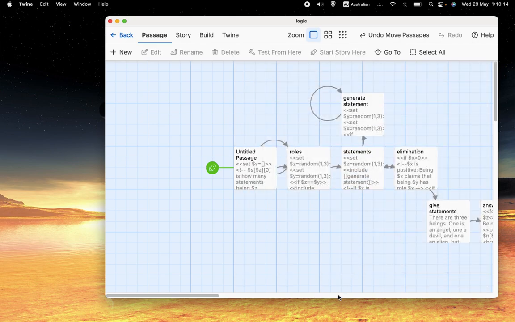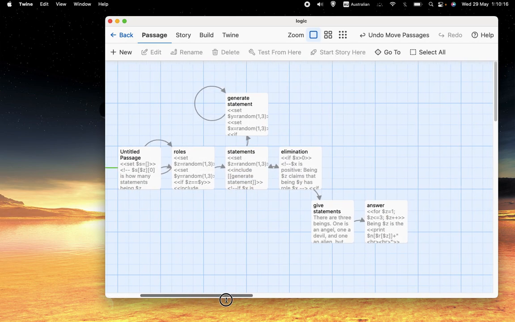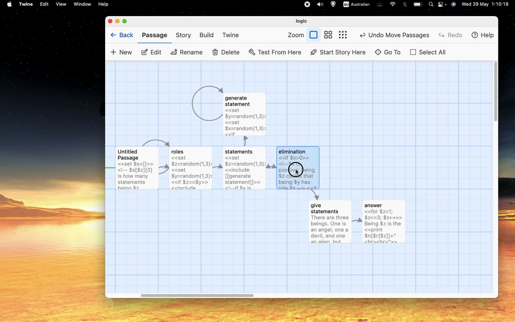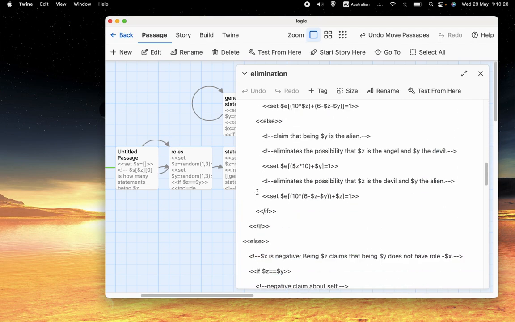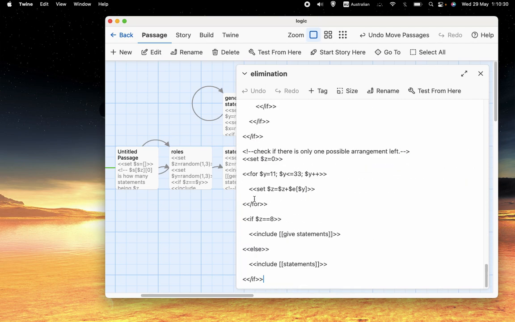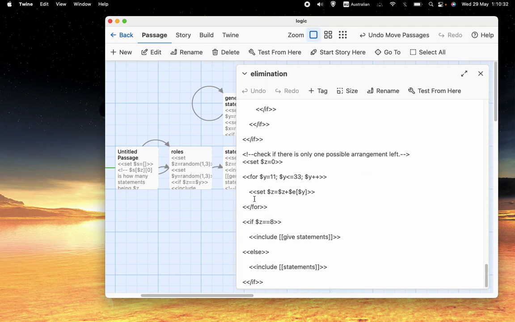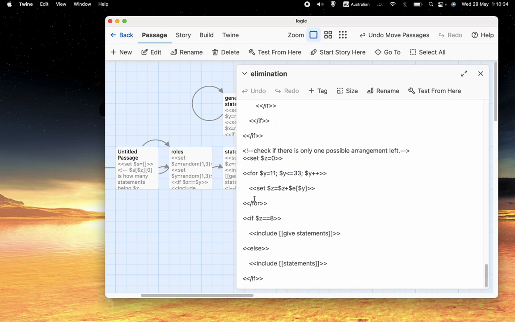The other place we need new code, the only other place we need new code is in elimination. And there's quite a lot of new code here. I'm not going to go through every bit of it. Broadly, what happens on this page is we look at all of the possible different claims that could be made, and it eliminates those possibilities that can be eliminated.